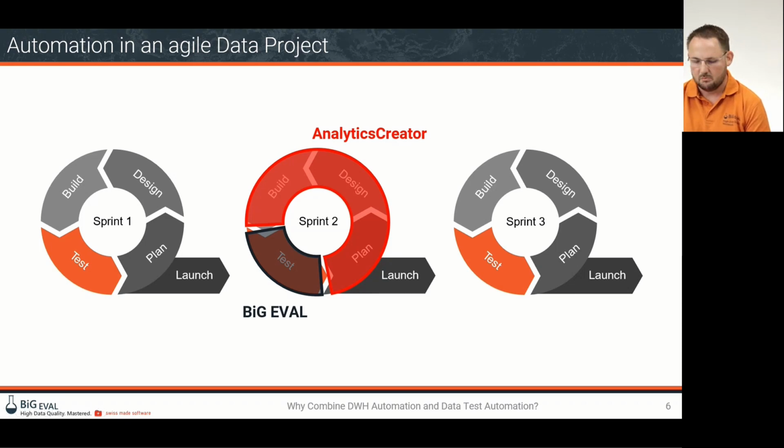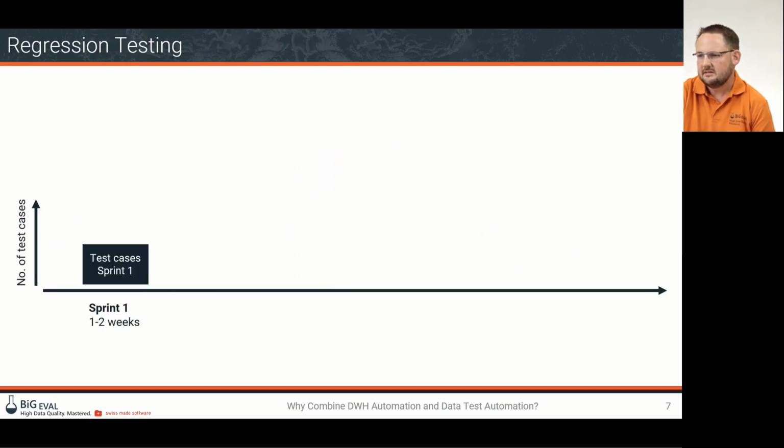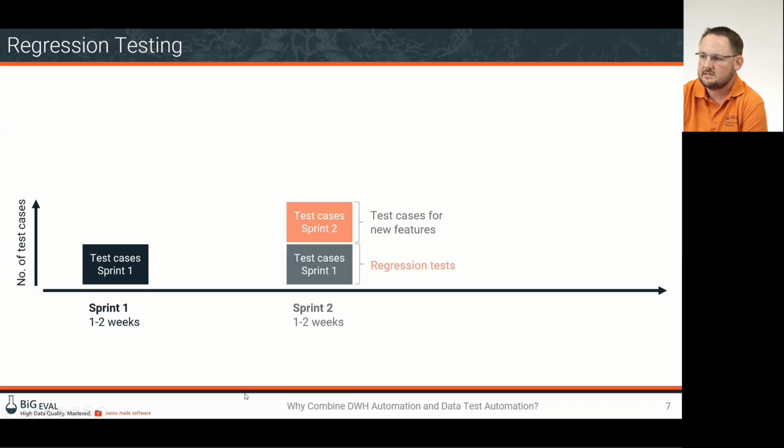So you can cover the whole process and get a very high automation degree. And why you need that is simple. You have test cases for everything that is built in sprint 1 in this example. And if you go over to the next sprint, you may retest the same things again to ensure that nothing we have built in sprint 2 has a bad impact on what is already working from sprint 1. So this is called regression testing.